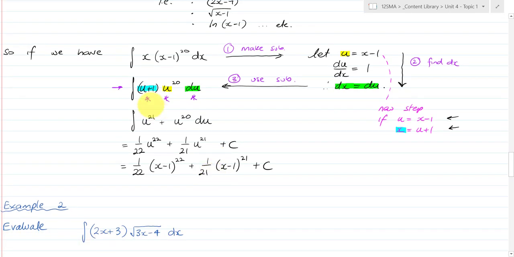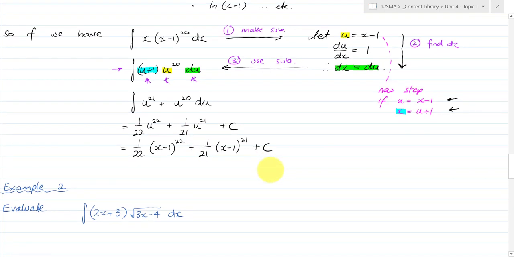This becomes, expanded, u to the power of 21 plus u to the power of 20, which becomes 1 over 22 u to the power of 22 plus 1 over 21 u to the power of 21 plus c, and then we just substitute u out for what it's equal to. It's pretty easy with a linear substitution.